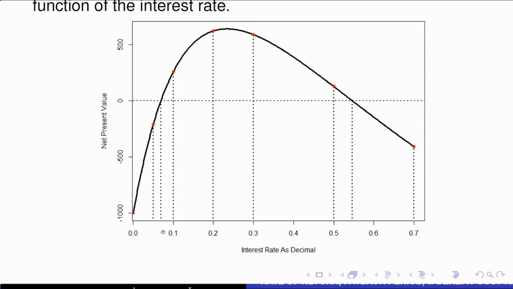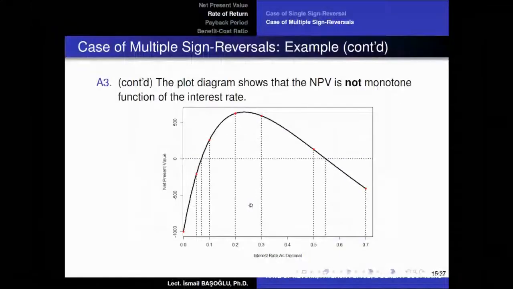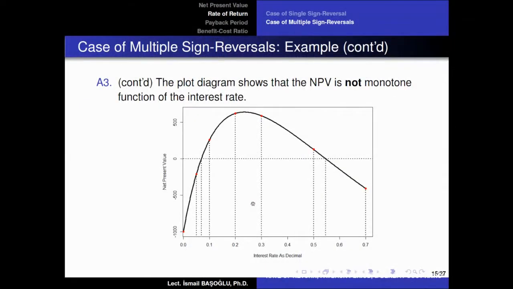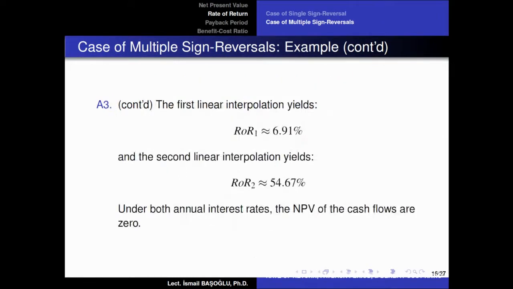So there are two rates of return here. The first one is this one. The second one is this one. So we need to determine these two interest rates, which make the net present value equal to 0. And we will call these the first rate of return and the second rate of return.